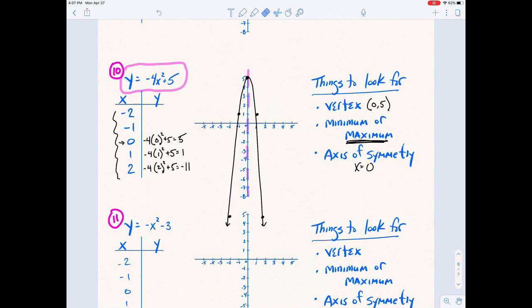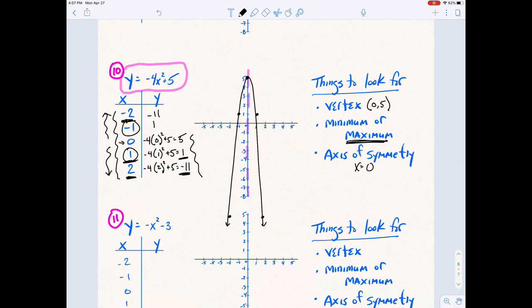I don't really need that line anymore. And here's what I've observed. Even though I only calculated these three, because of symmetry, whatever 1 equals, -1 equals. So since +1 equaled +1, -1 equals +1. And since 2 equals -11, -2 equals -11. So I don't even really have to calculate those. I can, but I don't need to, because everything on one side of the line of symmetry is going to be the same as everything on the other side of the line of symmetry. So you only have to do half the work.